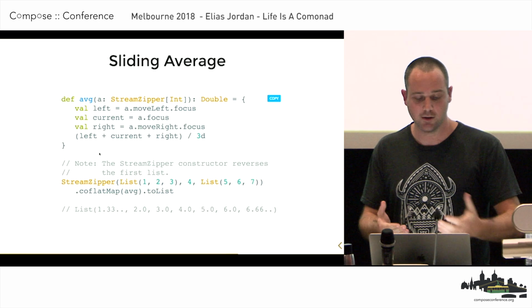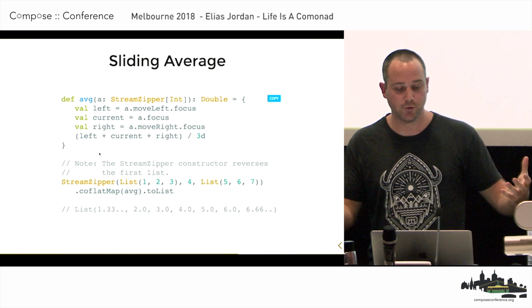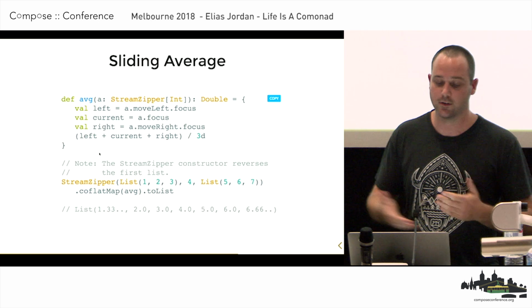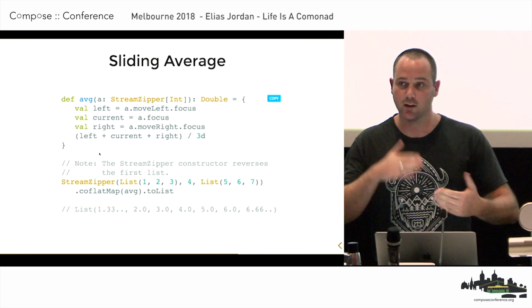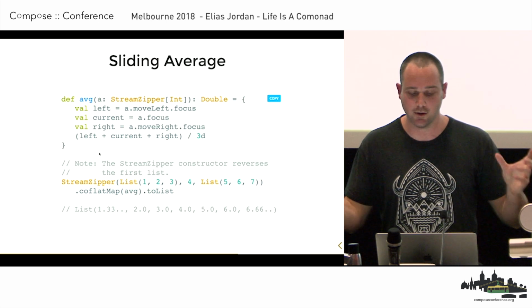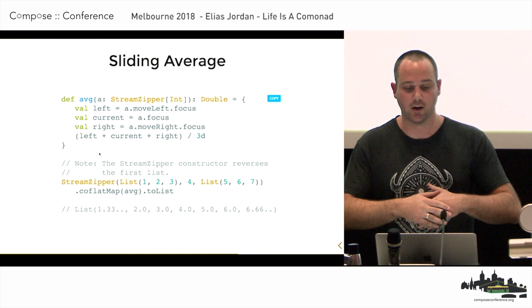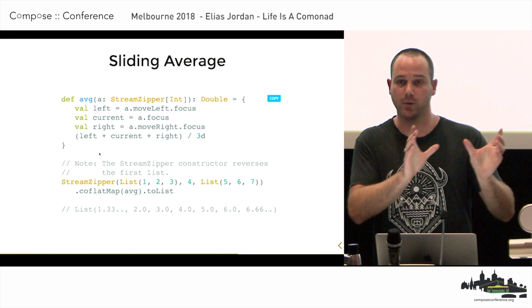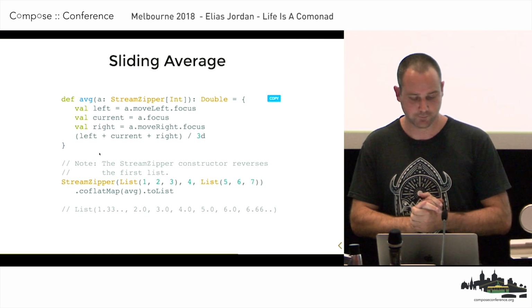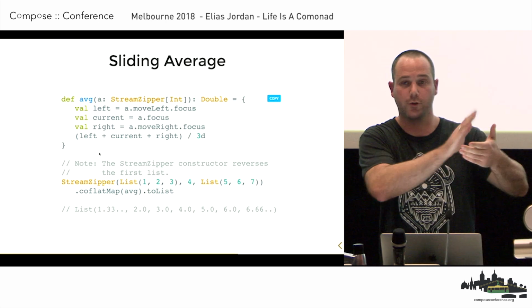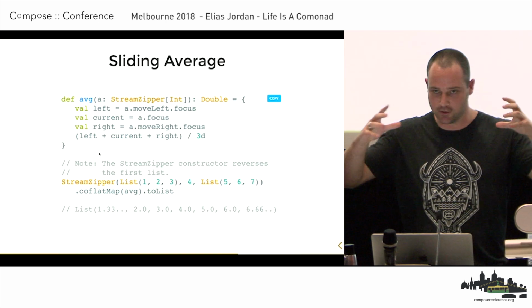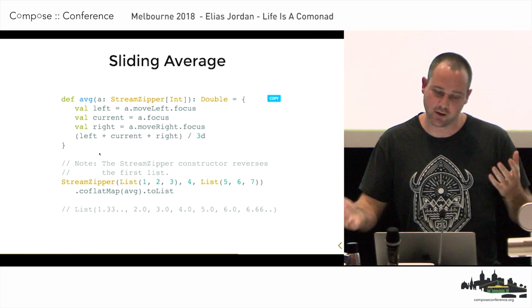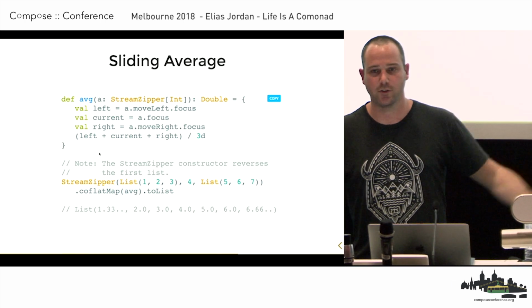So what we can do here is construct a new stream zipper of 1 through 7, and then co-flat map our average function that's relative to the current focus of that stream zipper, which will then give us a sliding average of those three elements within our zipper. So we're looking at 1, 2, 3, then 2, 3, 4, then 4, 5, 6, and computing the average of each of those groupings. And you can imagine extending this to arbitrary ranges that aren't just 3.